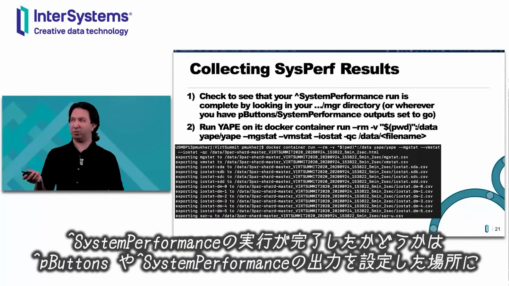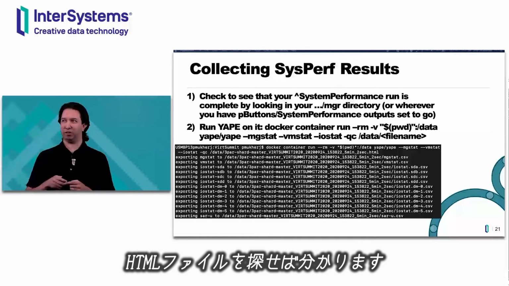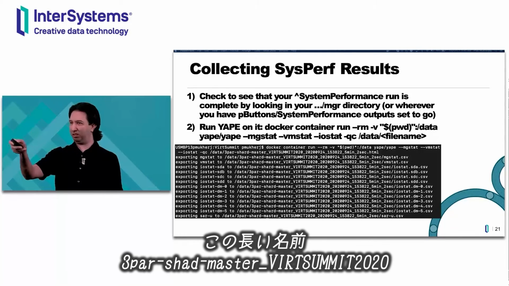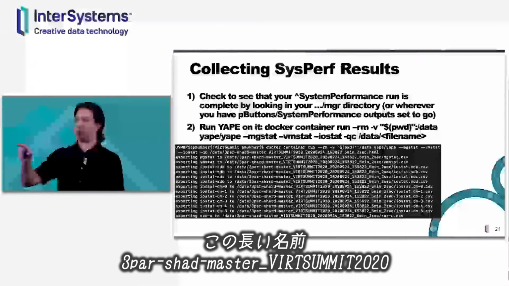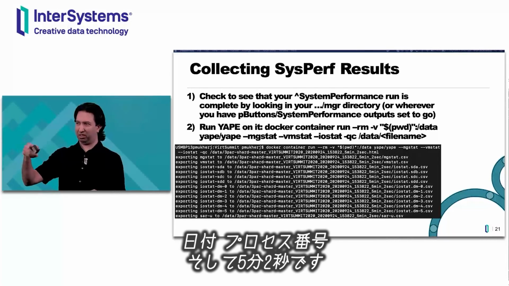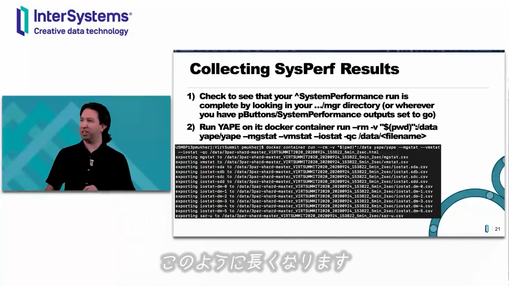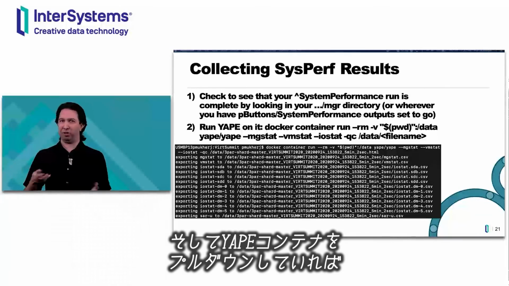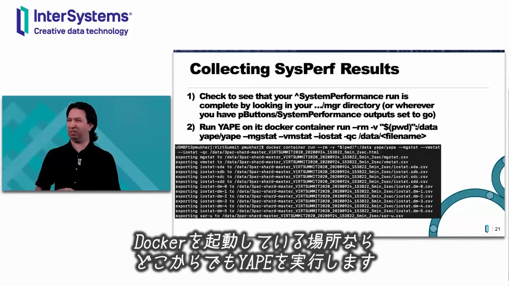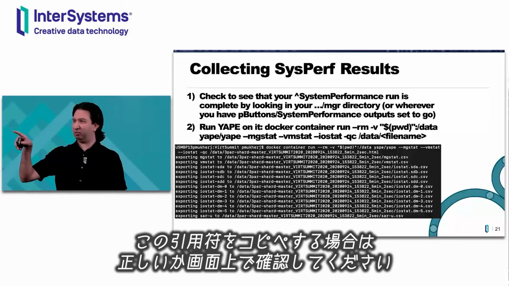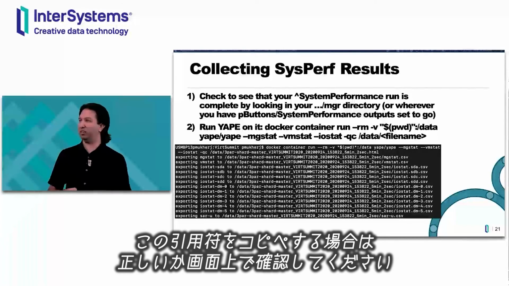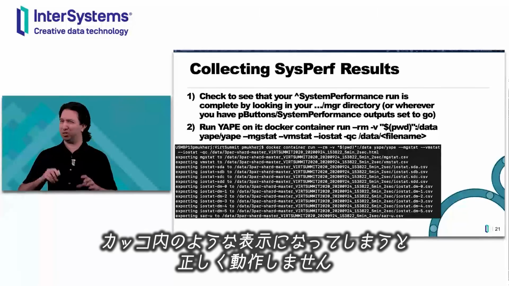Again, you can check that your system performance run is complete by looking in wherever you have your pButtons or system performance output set to go and look for an HTML file. That long name here, 3par shardmaster, Virt Summit 2020, date, process number, and then 5 minute 2 second, that's how long the name is. Then you run Yape on it from wherever you have Docker running, assuming you have pulled down the Yape container. And the quotes here, if you want to copy and paste, make sure that they look correct on your screen. Sometimes it turns to the open quote, close quote, so it doesn't really work correctly.